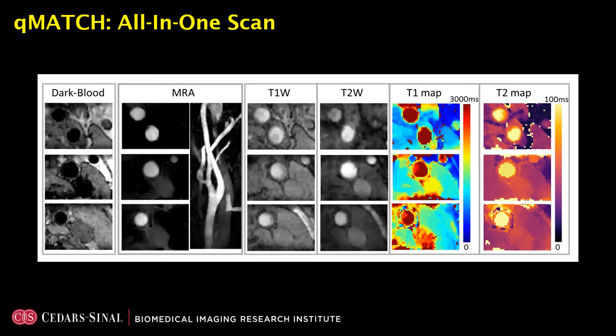Since we can generate a 3D volume at every single time point on the signal evolution curve, we can pick all the best contrast weightings that are useful, and we can also fit for the T1 and T2. So this is the example data set from a single QMesh scan of 8 minutes. It provides a comprehensive evaluation that includes the bright blood MRA, dark blood vessel wall imaging, T1 and T2 weighted images, as well as the maps.